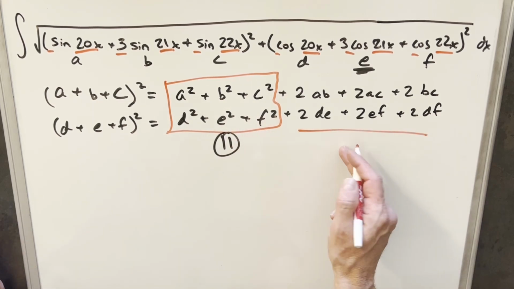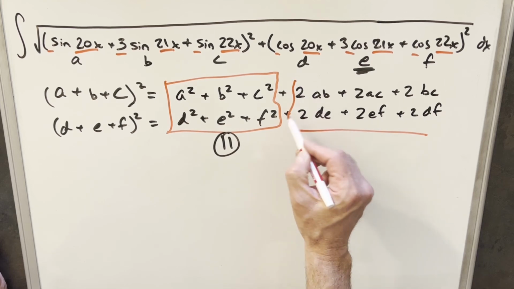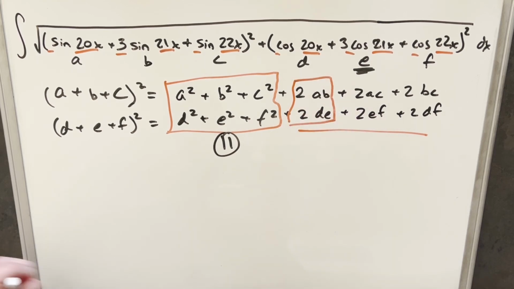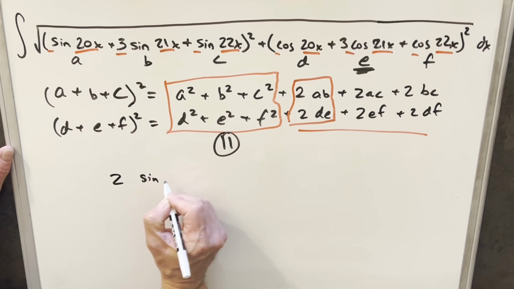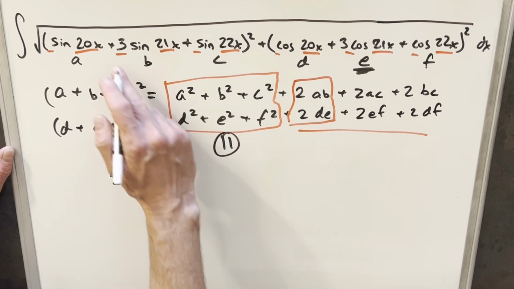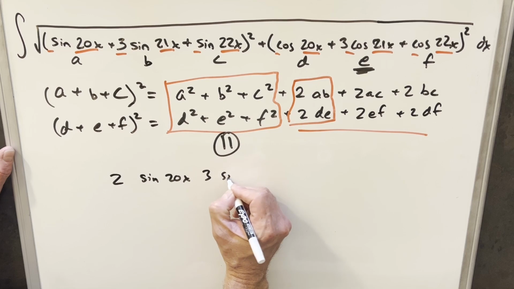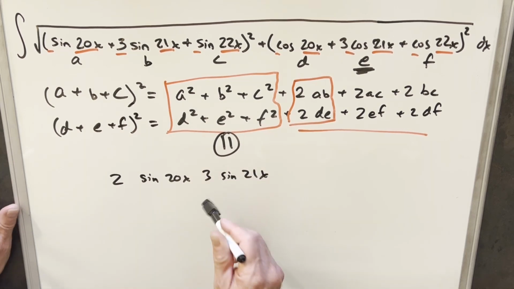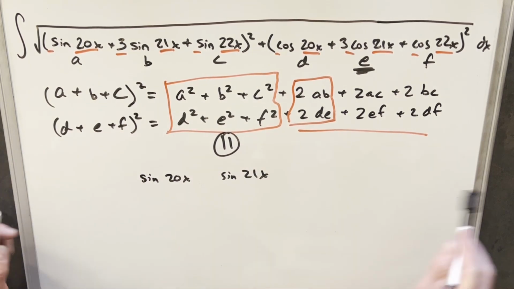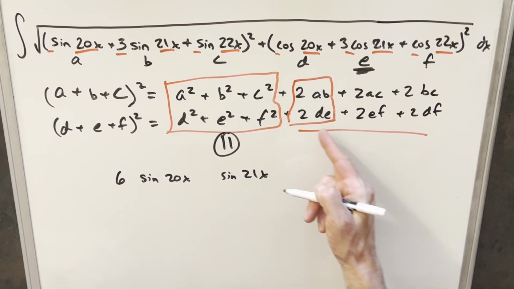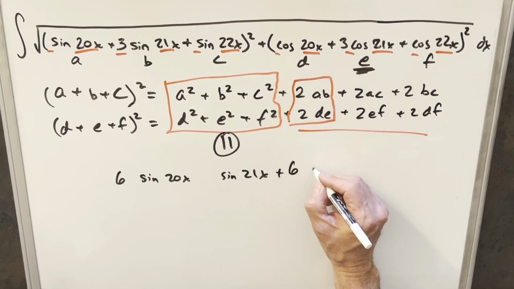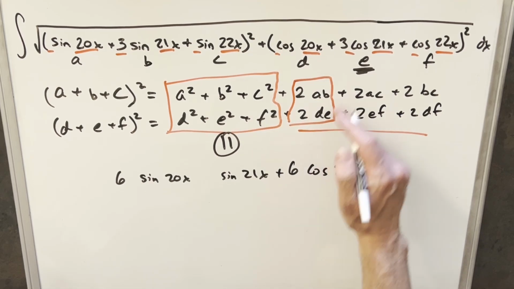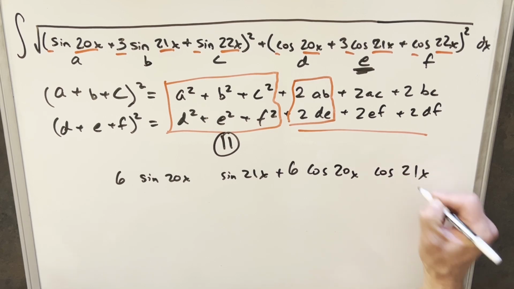So now coming over here, let's see if we can do something kind of similar, maybe not as easy, but let's just focus on 2ab plus 2de and see what we have when we write those out. So 2ab, we're going to have 2 times sine 20x times 3 sine 21x. I'm just going to take this out front and write a 6 out here because we have 2 times 3. And then for our 2de, it's going to be the same coefficient, so we're going to have a 6 out front, and then we're going to have cosine 20x, and our e, we're going to have cosine 21x.